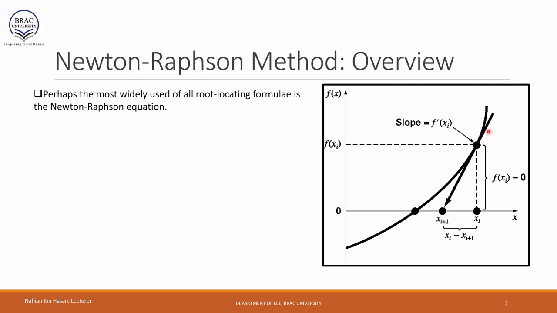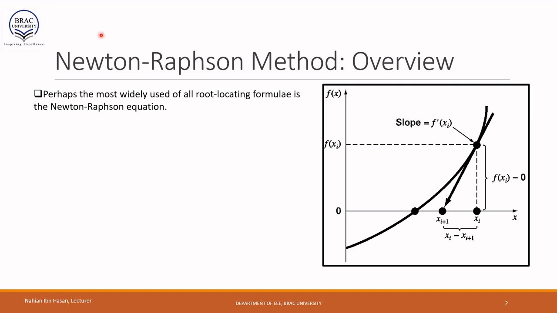That tangent is going to intersect the x-axis at another point, that means xi plus 1, and this xi plus 1 is our new approximation of the root. So that is the main theme of the Newton-Raphson method. That means we draw the tangent to the function at a value, and we calculate the point at which that tangent is going to intersect the x-axis, and that intersection point is our new approximation of the root.